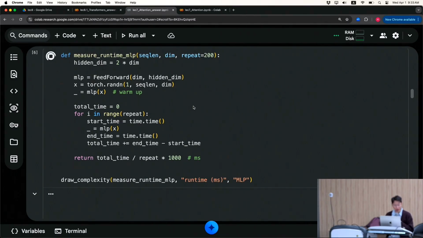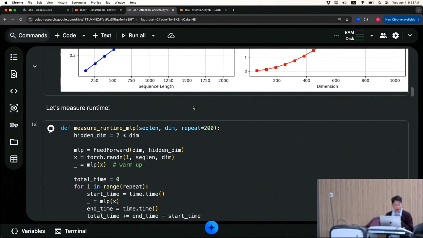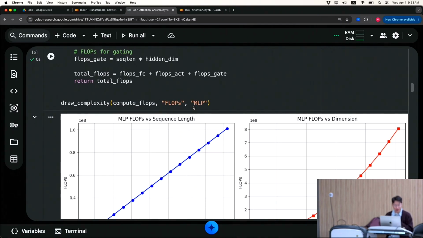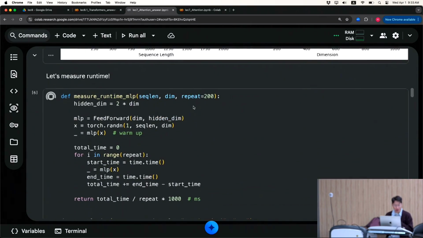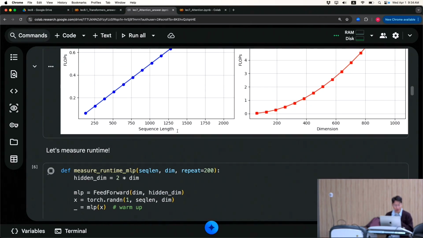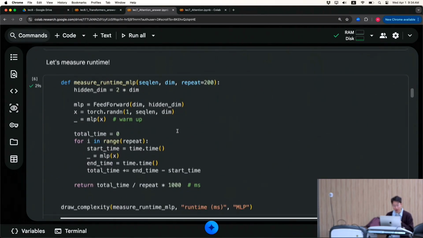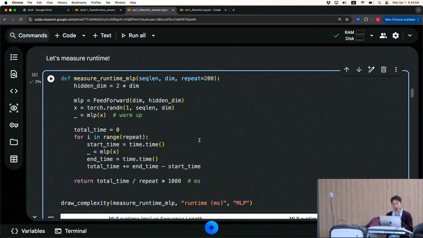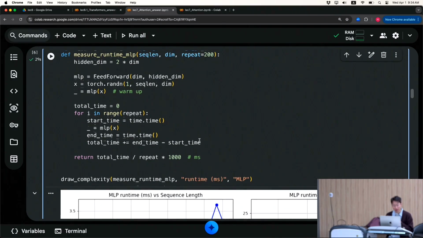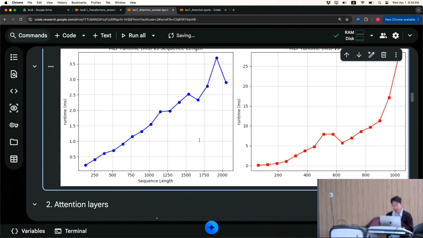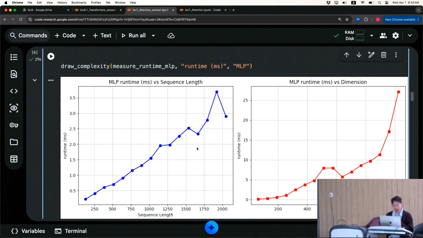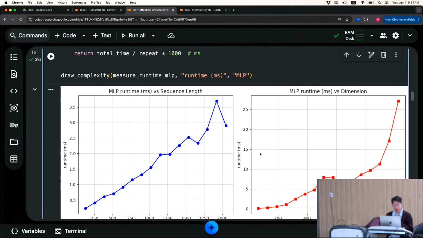In real life, runtime does not coincide with flops. There are many other things that come into play in runtime. For example, if you're using GPUs, GPU memory bandwidth, and how many times you are moving data from CPU memory to GPU memory, the number of streams in GPU processing, and many technical details. But it was enough to see the linear and quadratic relation in this case.